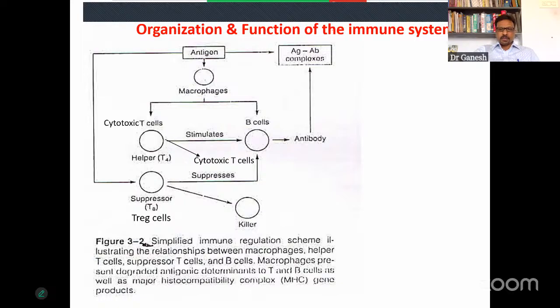There is also another type of cells called killer cells or natural killer cells, and these killer cells are also known to be responsible for production of certain cytotoxic chemicals, and thereby they can kill the pathogens.